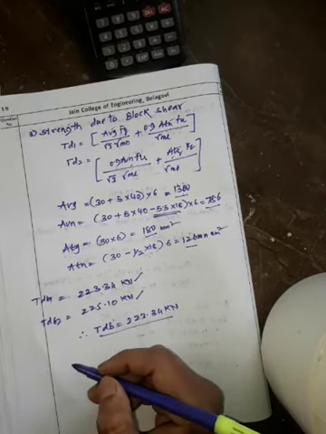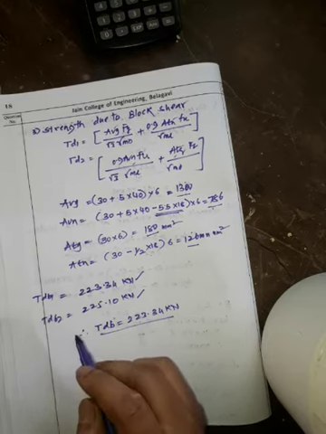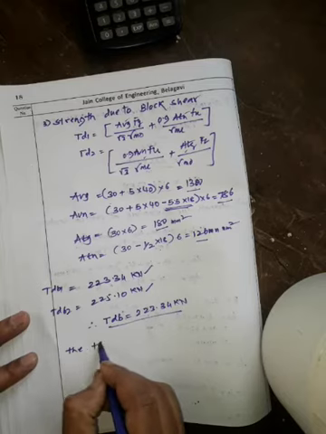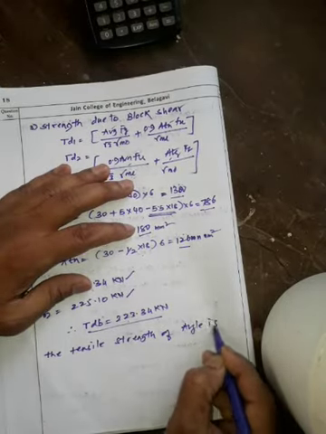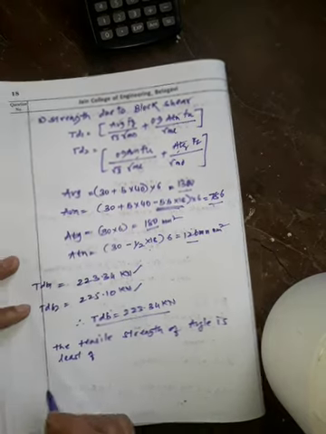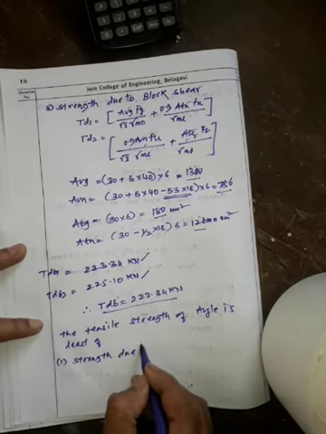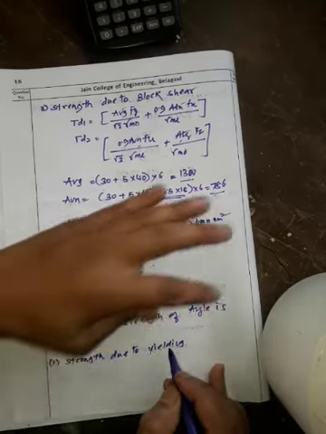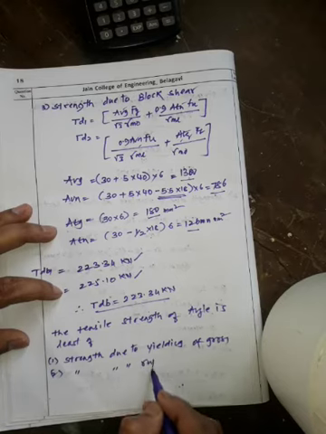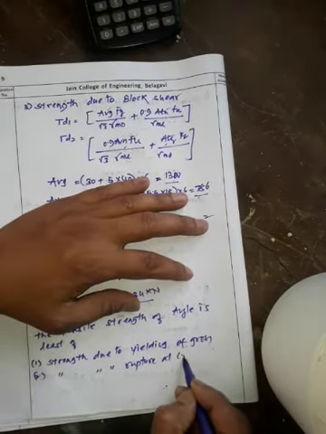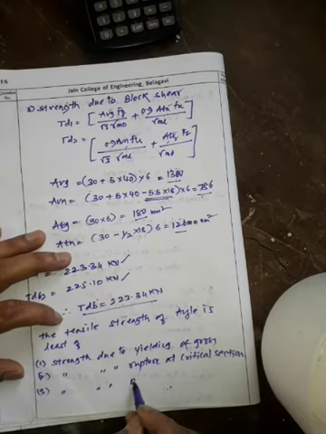Then what will be the ultimate tensile strength of the plate? The ultimate tensile strength of the angle, that is 90 by 60 by 6, when the 60 mm leg is connected to the gusset plate, is the least of: first, strength due to yielding of the gross cross section; then strength due to rupture at the critical section; third, strength due to block shear.